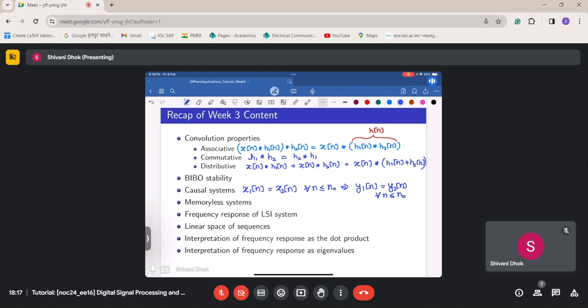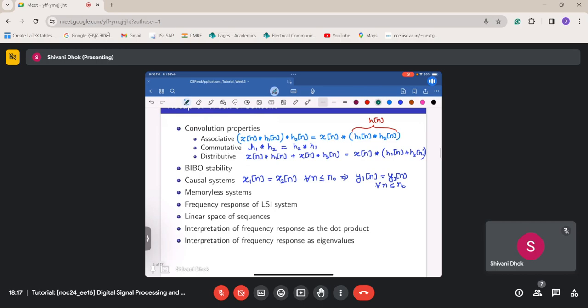Another thing is memoryless systems. For a memoryless system, the output just depends on the current value of input, neither past nor future. So the input-output relationship will be basically some function of only x[n], so that y[n] will be equal to some function of x[n] only, neither x[n-k] nor x[n+k].